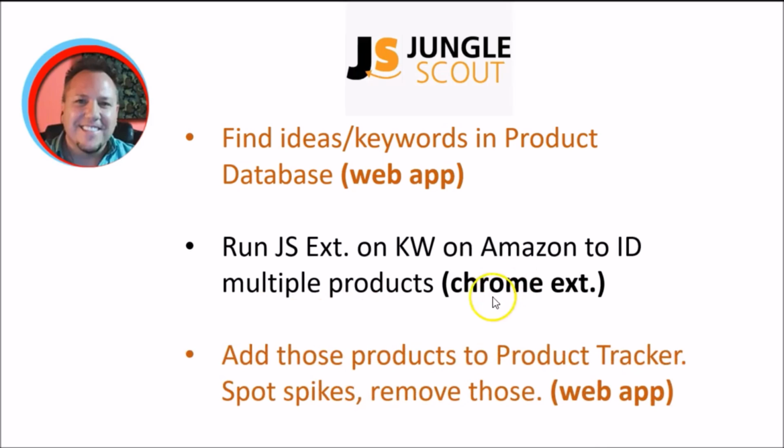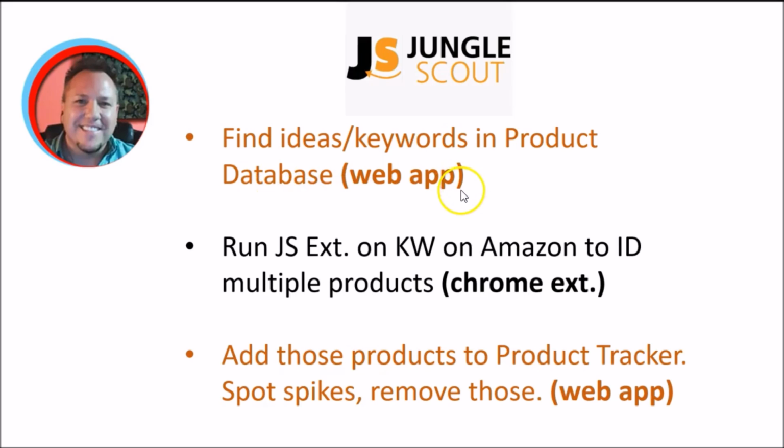Then once you do that, you want to add those products to the product tracker, and that's within the web app. What this helps you do is spot spikes, for example, in these products, and then you can remove those because you know that they're just temporary trends. So once more, let's look at the top.